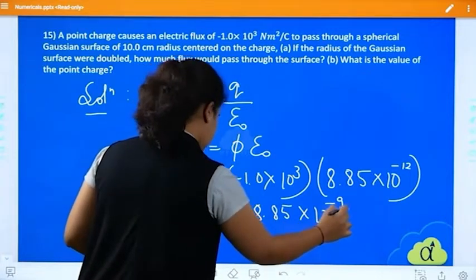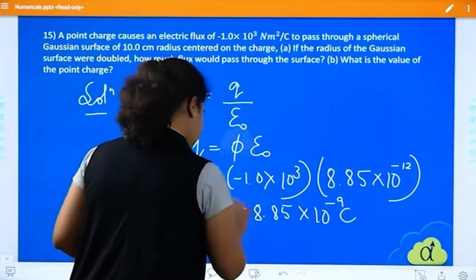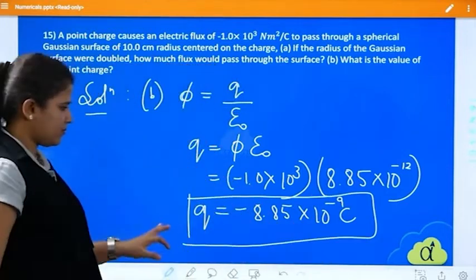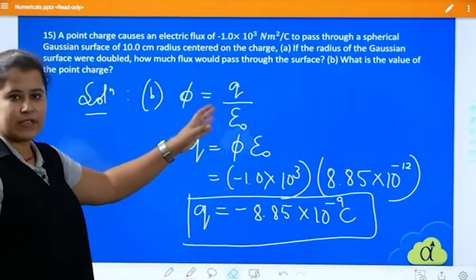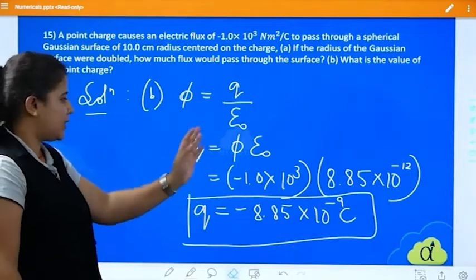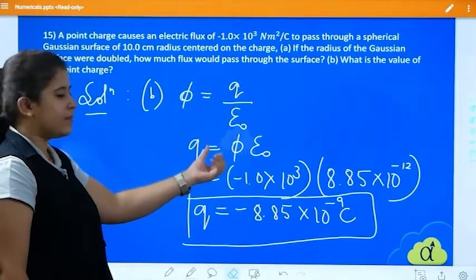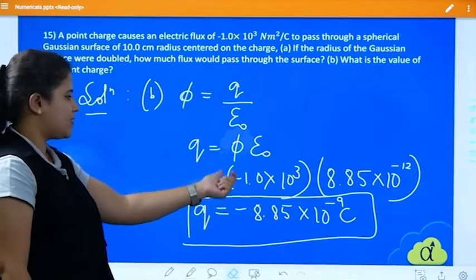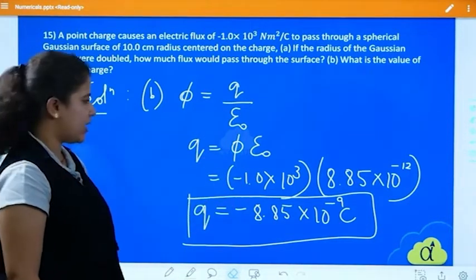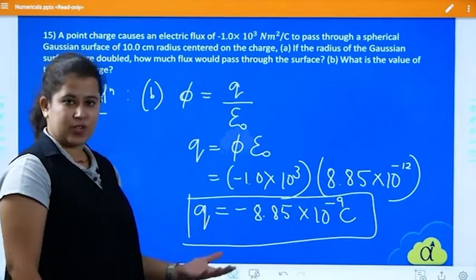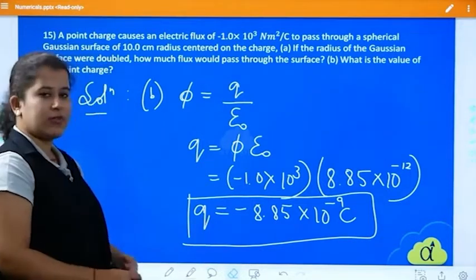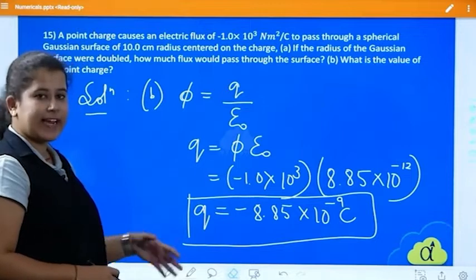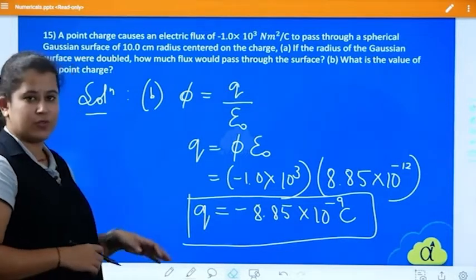And what is the SI unit? It is Coulomb, because this is the charge Q. So first, phi is equal to Q divided by epsilon naught. Then Q is equal to phi into epsilon naught from this formula itself. We know the value of phi, which is minus 1.0 into 10 raised to 3, into 8.85 into 10 raised to minus 12. So Q is equal to minus 8.85 into 10 raised to minus 9 Coulomb.